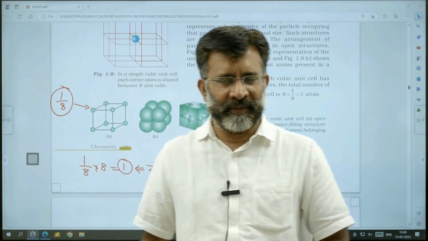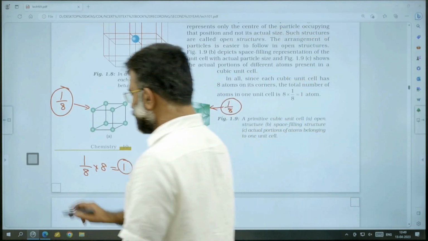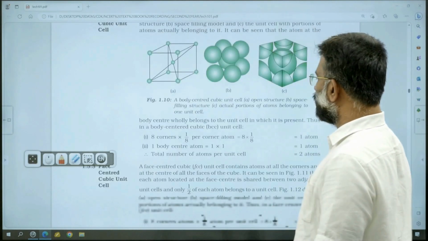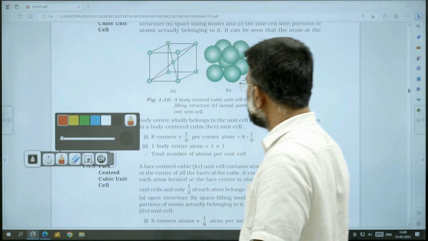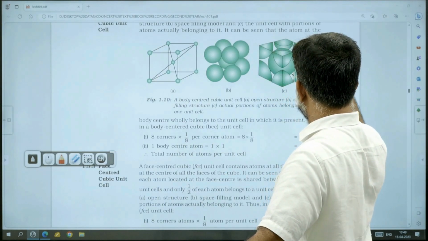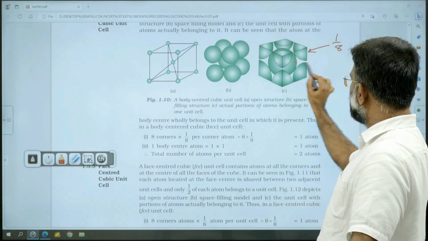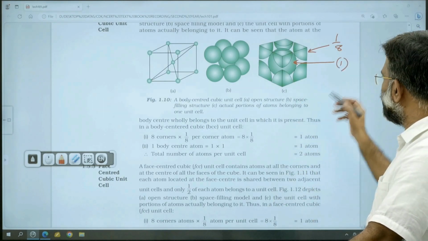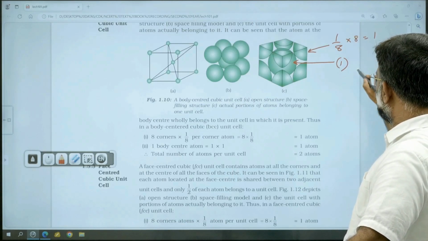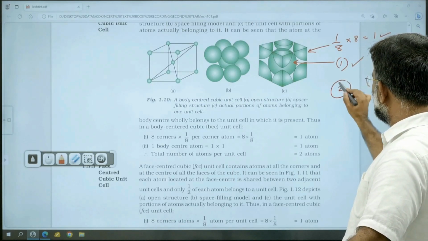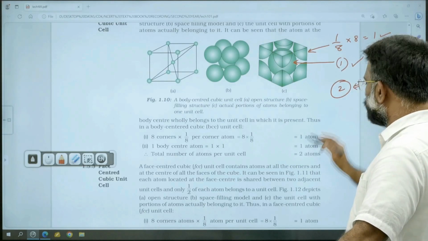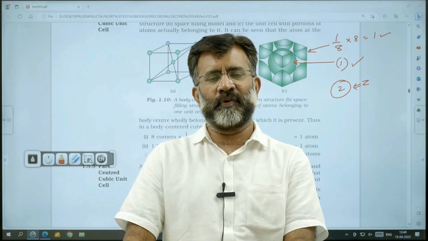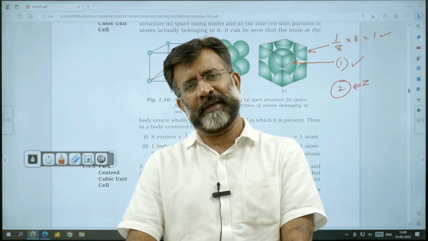I'm just reminding you. What about the body-centered system? What is the rank for the body-centered system? There are particles at the corners. All of you know it is 1/8 contribution, while the particle in the body center is 1 full contribution. So what is the rank? Naturally, 1/8 into 8 equal to 1, and 1 plus 1, 2 is the rank. Rank for BCC will be 2. Rank for primitive system, 1. Rank for BCC, 2. What about rank for FCC?